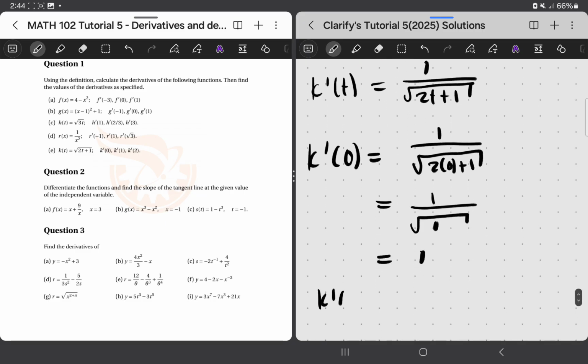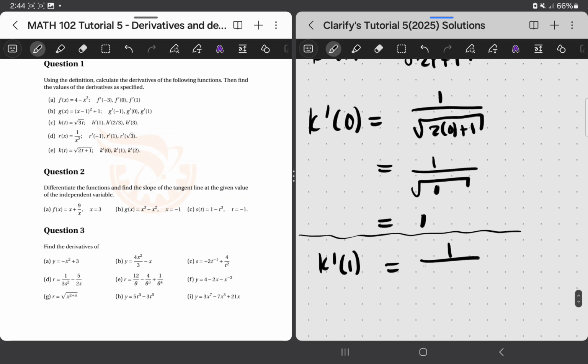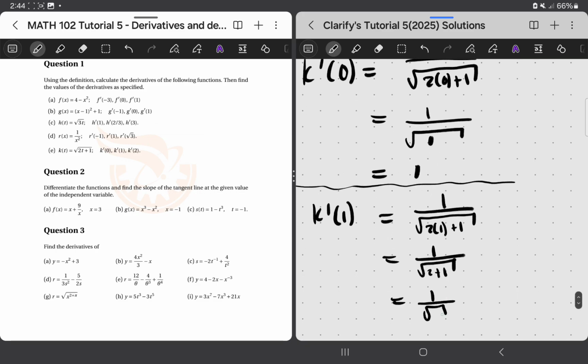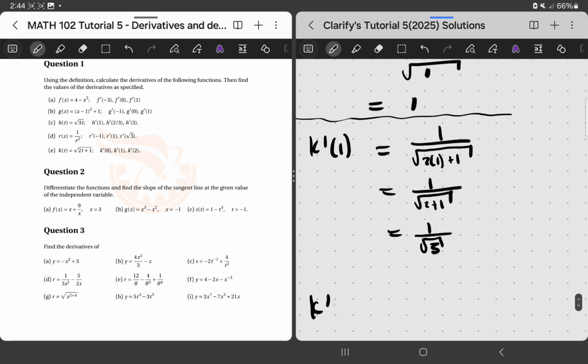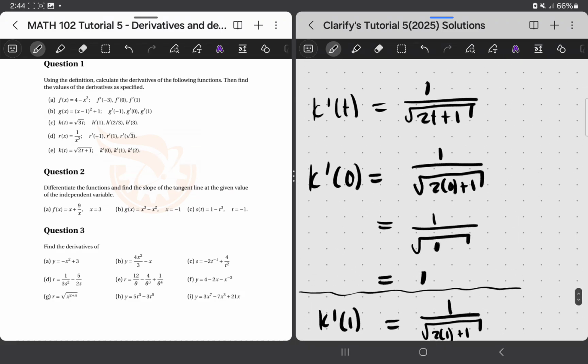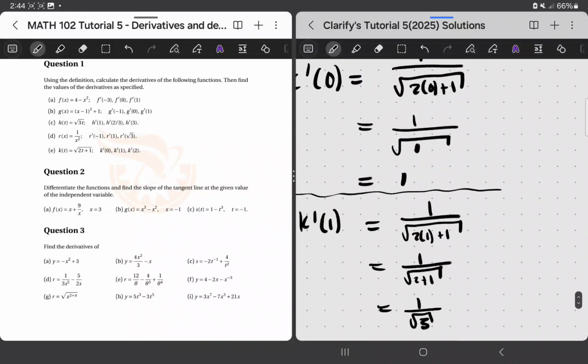Now k prime of 1 is going to be 1 over the square root of 2 by 1 plus 1, which is 1 over the square root of 2 plus 1, which is equal to 1 over root 3. Now k prime of 2 is 1 over the square root of 2 by 2 plus 1, which is 2 by 2 is 4, plus 1 is 5. So it's 1 over root 5. And this is what we have, 1 over root 5. So this is going to be our final solution.